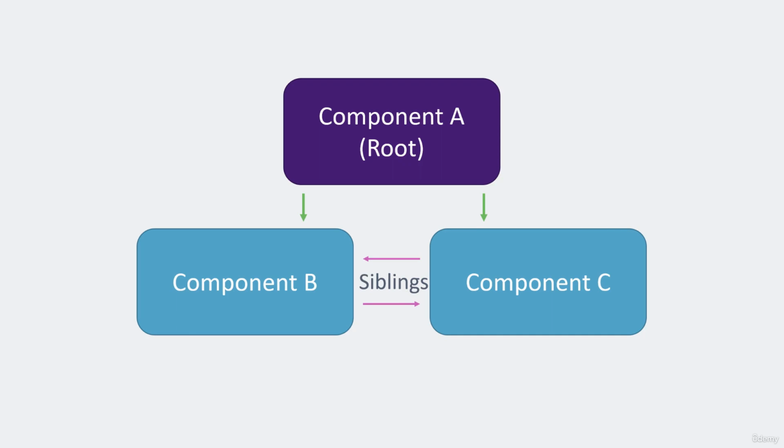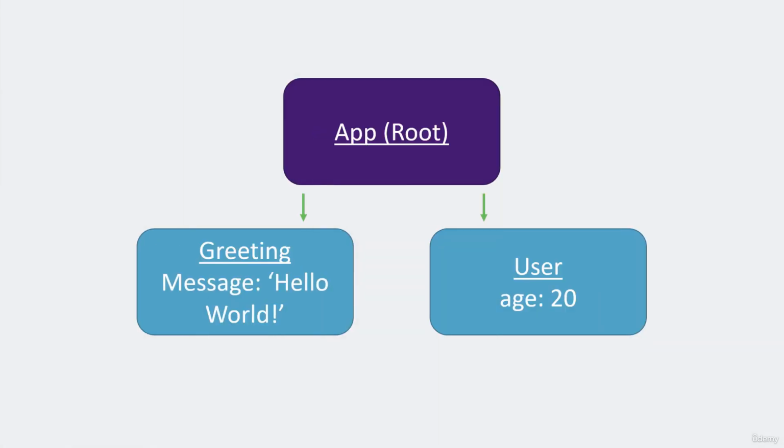Let's take a look at how this will apply to what we're going to do. We're going to have three components for this example: the app, greeting, and user components. The user component currently doesn't exist in our project. We'll be adding it shortly. In this application, the user component will have a property called age. The greeting message will be based on the user's age. If their age is below 25, then we don't want to greet them.